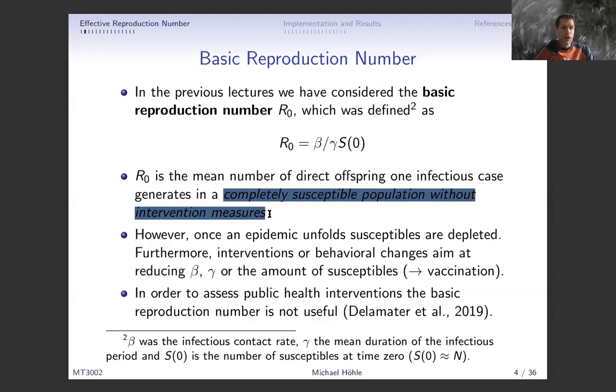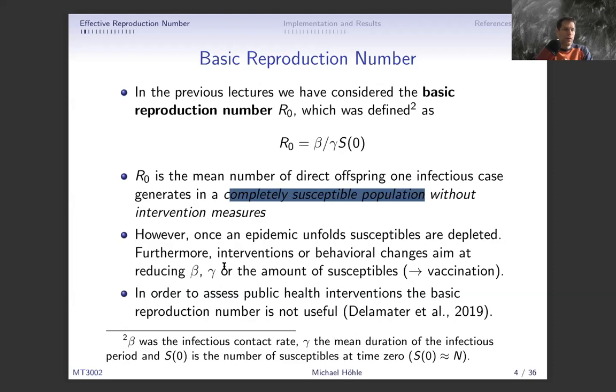One thing you and Tom discussed and you noticed is that once the epidemic unfolds, of course, susceptibles become less and less. So it's harder and harder for an infectious individual to make contact with a susceptible. And of course, this also has an impact on how many secondary cases this primary case can generate. So what happens if this completely susceptible population is not true anymore and we have a change in the number of susceptibles? How does this affect the number of secondary offspring that you can make?